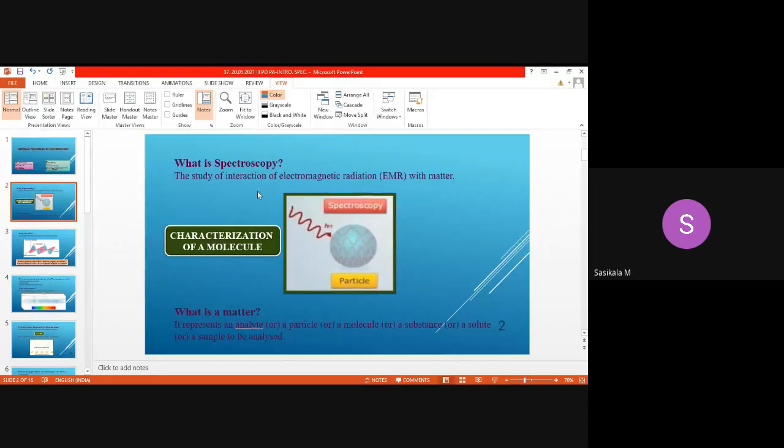Mainly the spectroscopic techniques are applicable for characterization of the molecule. How can we characterize? Here you can see the wave-like appearance. This is radiation in the form of photons. h nu represents photons interacting with the molecule. When it is passed, you can see the waves inside the molecule. So it acts like a particle that is absorbed inside.